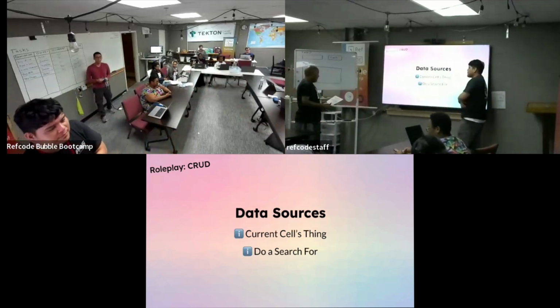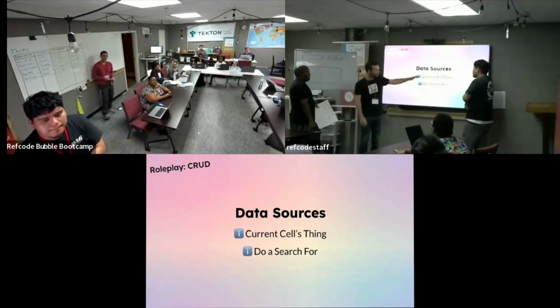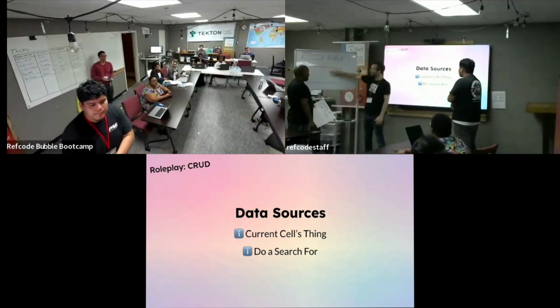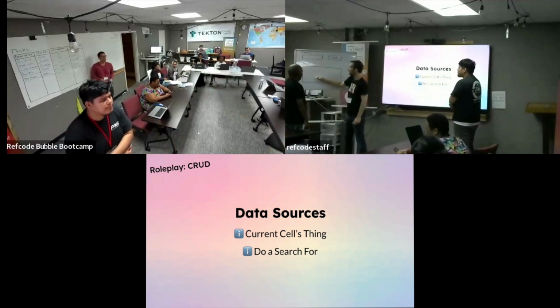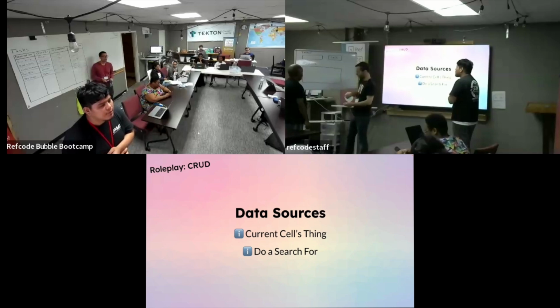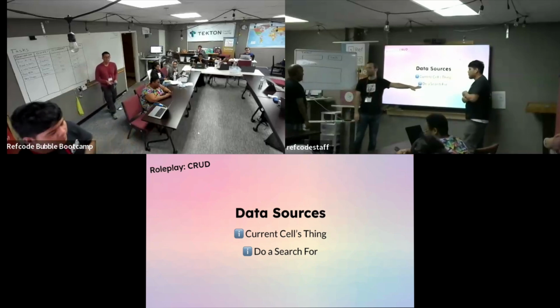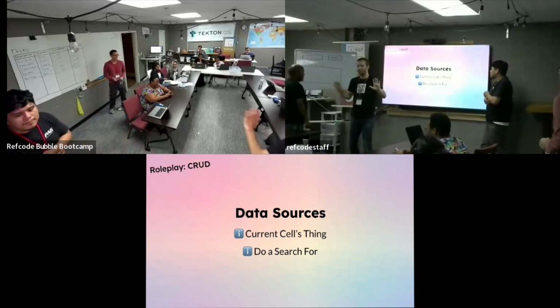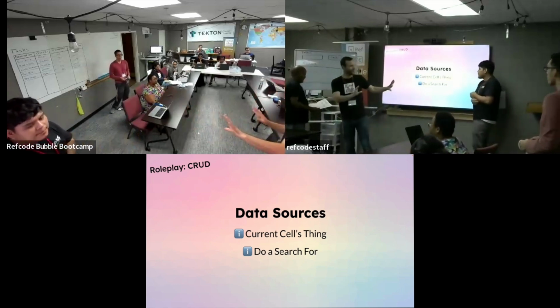Data sources. So when you are using your powers, you can get the current cell's thing, and by cell I mean in this repeating group here, each cell. So the cells are the rows. You can get this current cell's thing, and you can do a search for. That's your powers. Everybody understand? So we're gonna all help everybody. He's not alone up here. You're not alone up here.